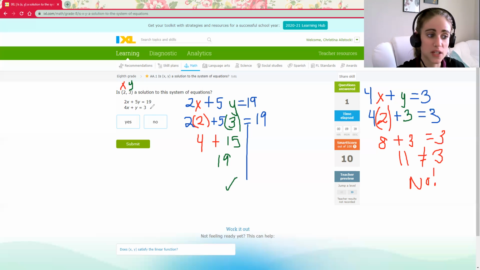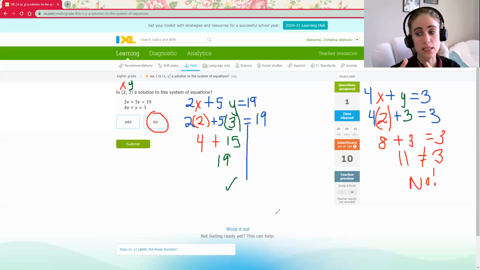Which means this point is not a solution. It falls on one of the lines, but since it's not shared by both lines, that's not their point of intersection. That's not their solution, which means I have to select no because it does not work for both. So it's not a solution to the system.